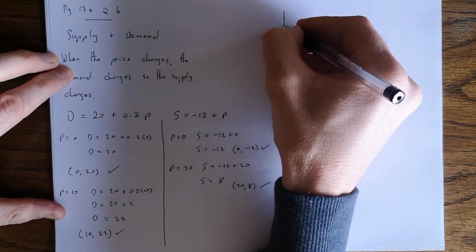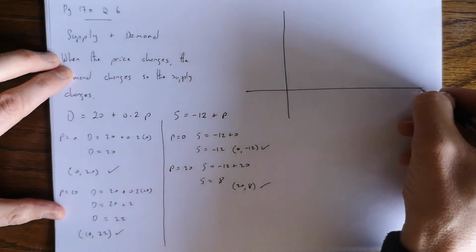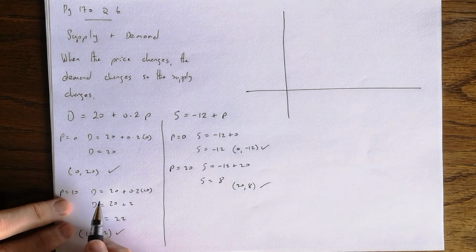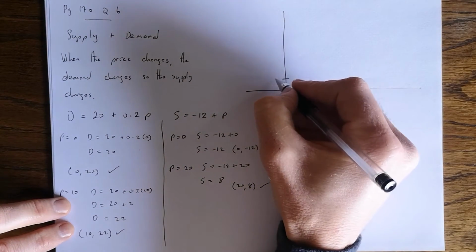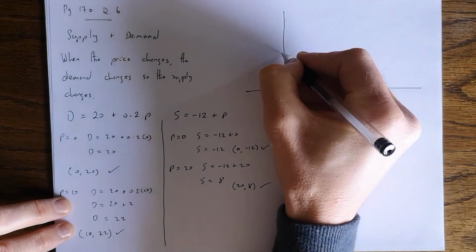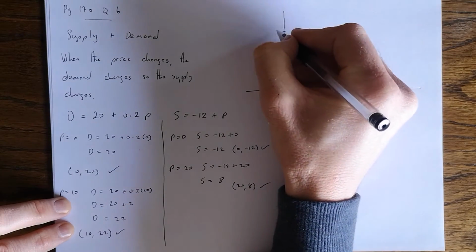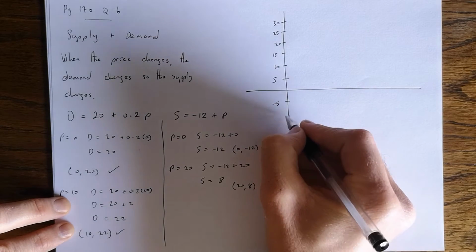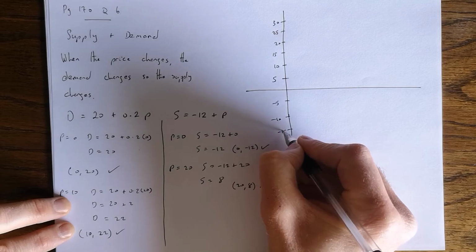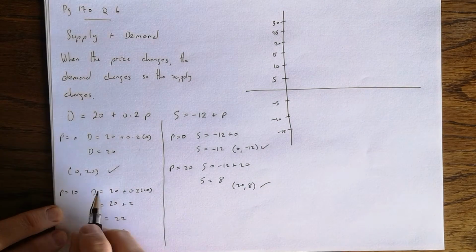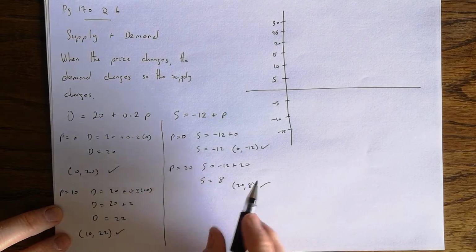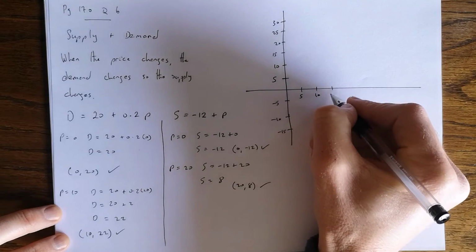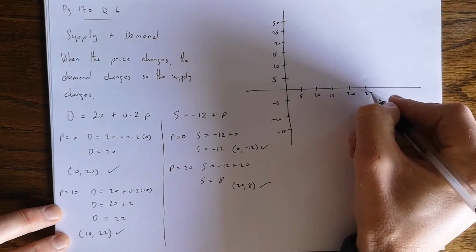So it's going to look something like this. I was just trying to think of the best way to do this. You can do this a little bit better than I did. So on the y-axis, 5, 10, 15, 20, 25, 30, and down here, minus 5, minus 10, minus 15. And on the x-axis, I have to go across to 20, so may as well go across in 5s as well: 5, 10, 15, 20, 25, 30.